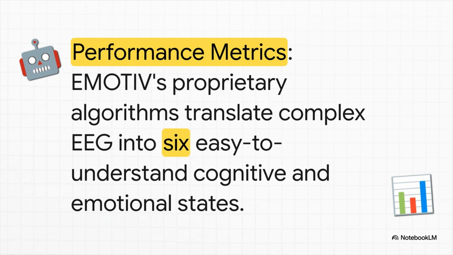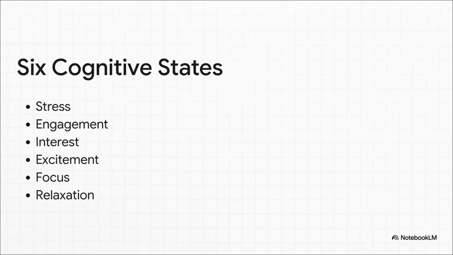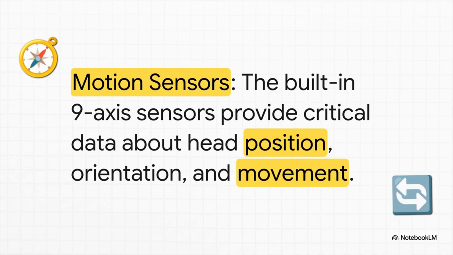That's where Emotiv's own algorithms come in. The performance metric stream does the heavy lifting for you, translating all that complex EEG into 6 simple, understandable states. And these are so powerful. You get real-time scores for stress, which is basically how comfortable you are with a task. Engagement, how immersed you are. Interest, your attraction to something. Excitement, which is that physiological arousal. Focus, your ability to zero in on something. And of course, relaxation.